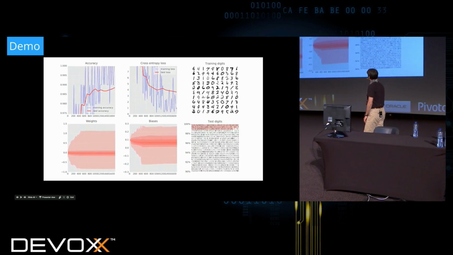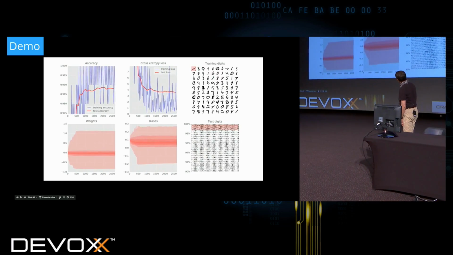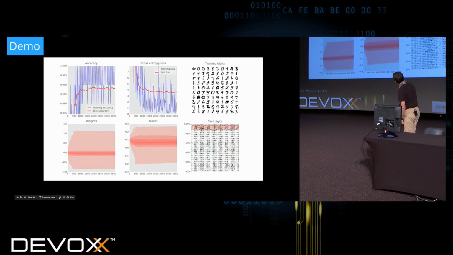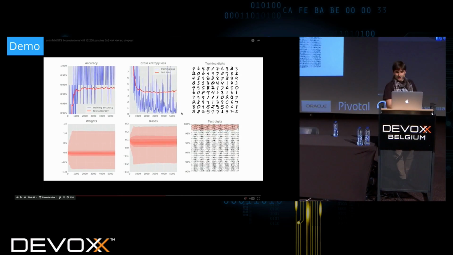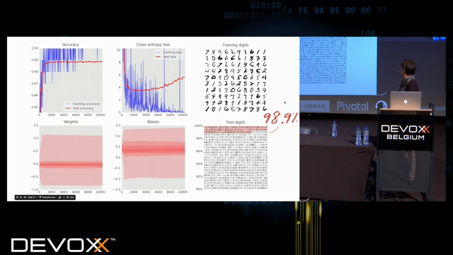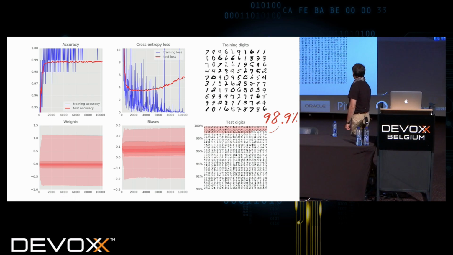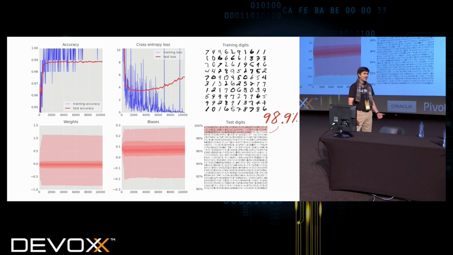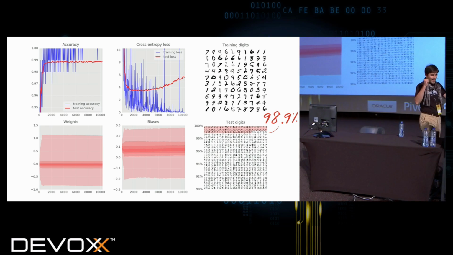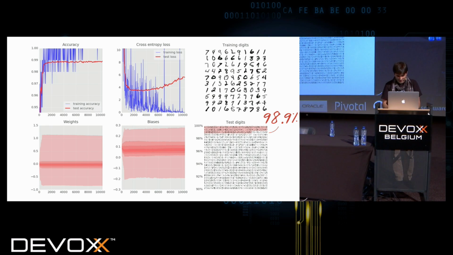I'll zoom. Oh, the 99 is not far away. We're getting there. We're getting there. Come on. In the end, we didn't get there. 98.9. Damn it. All right. We have to go above 99.